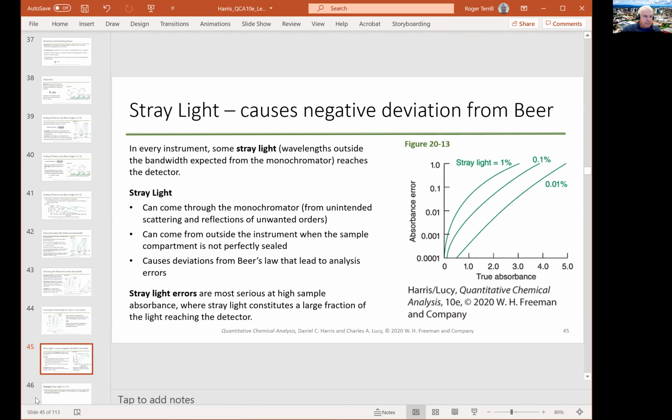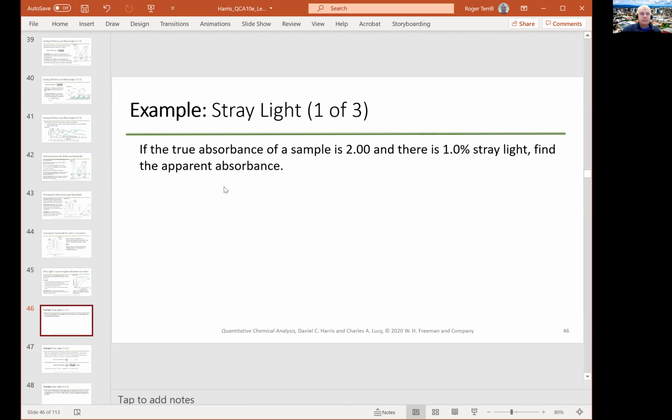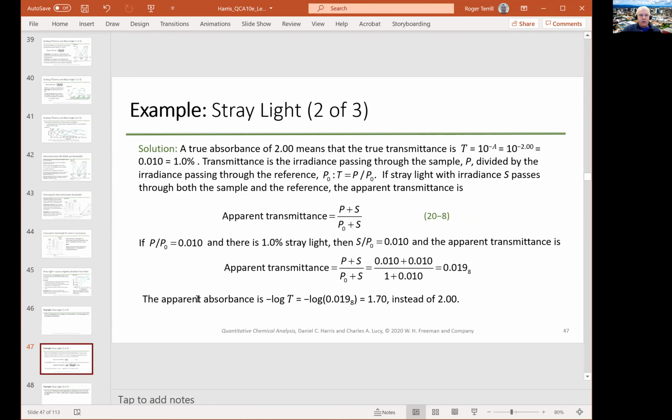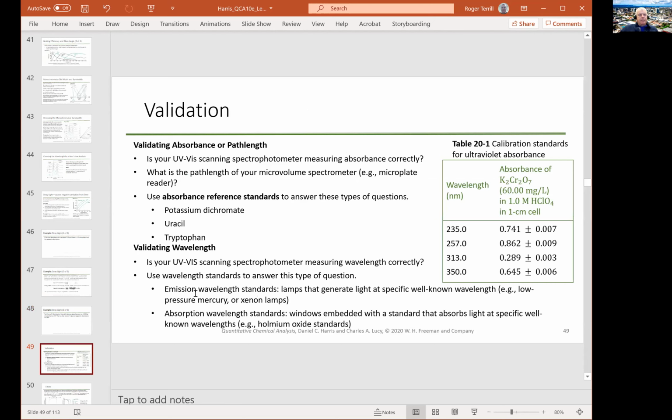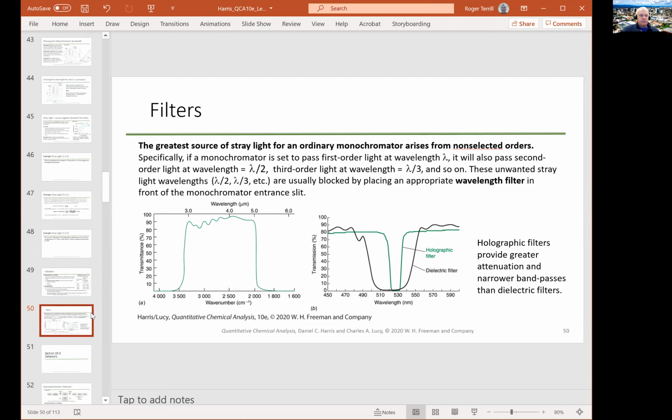All right, so I'm not going to do this one right now, but here it is. We could work this out, right? You just add the stray light into the numerator and the denominator, and it'll give you the apparent transmittance when you know the actual transmittance is calculated from P and P0, but that's neither here nor there right now. Okay. So let's skip this.